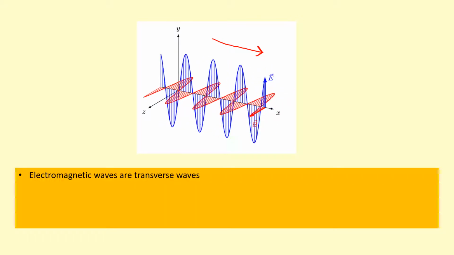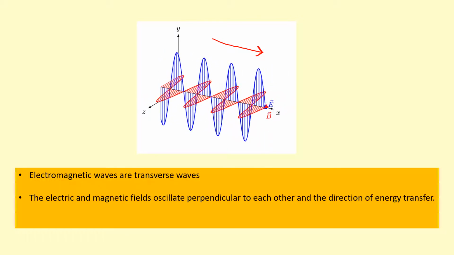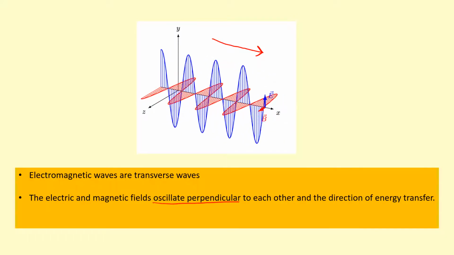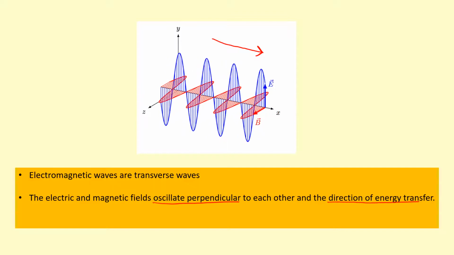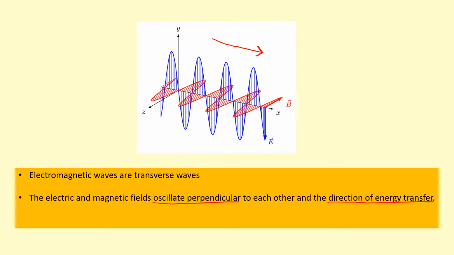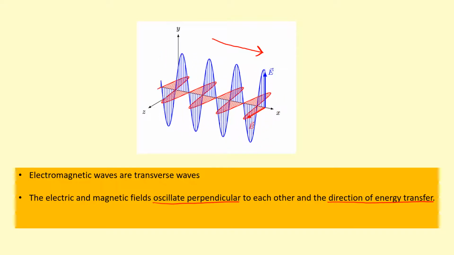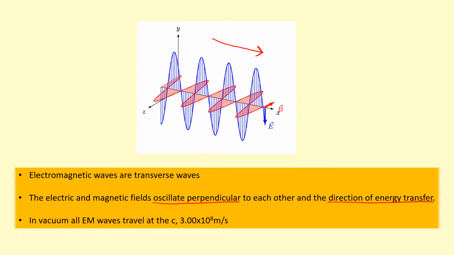It's a transverse wave because the electric field and the magnetic field are oscillating perpendicular to each other and also to the direction of energy transfer. Okay, so you can see the electric field is oscillating along the y-axis and the magnetic field along the z-axis while the energy is going along the x-axis.